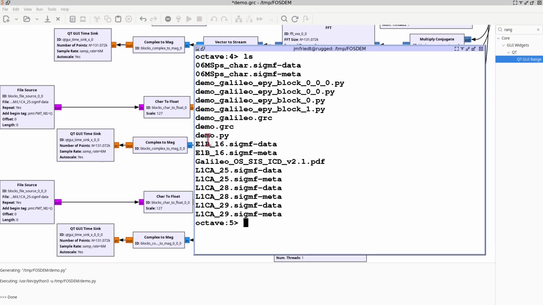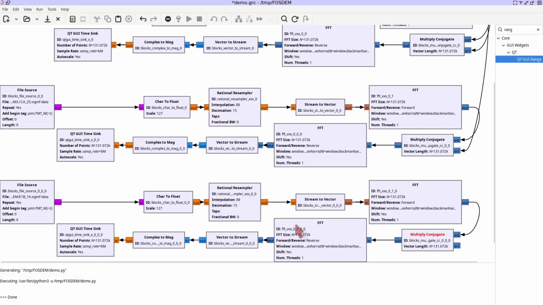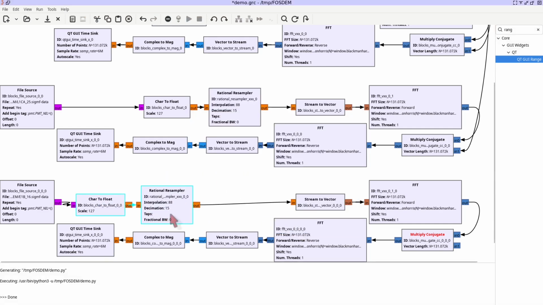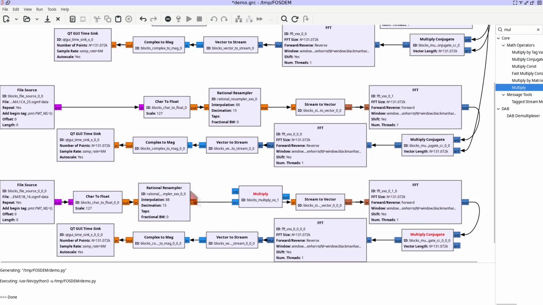So if we look, we have the space vehicle number 16 data. So this is our correlation here with E1B number 16, and we need to add the BOC signal, and the BOC signal will be a multiplication between the code and the square wave at 123 megahertz, as we've just seen in the documentation, but sampled at 6 megahertz, which is our whole flowchart sampling frequency.